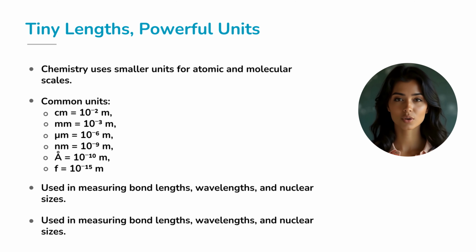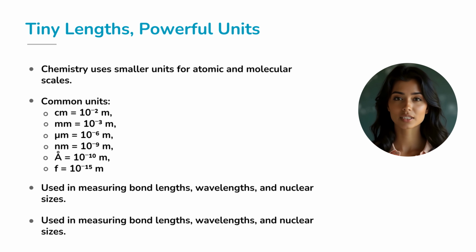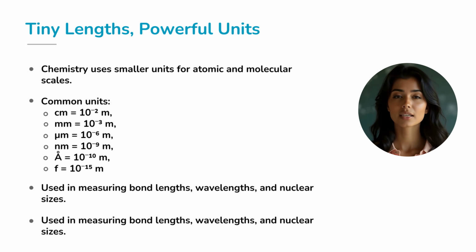Let's take a moment to compare the vast range of length units we've talked about, from the unimaginably small to the astronomically huge. Starting on the microscale, we have the centimeter, 10 to the power minus 2 meters. Then millimeter, micrometer, nanometer, angstrom, and finally Fermi, each smaller than the last by powers of 10. Now zooming out, we go from meter to kilometer, then to astronomical unit, light year, and parsec, each one progressively larger by factors of thousands or millions.